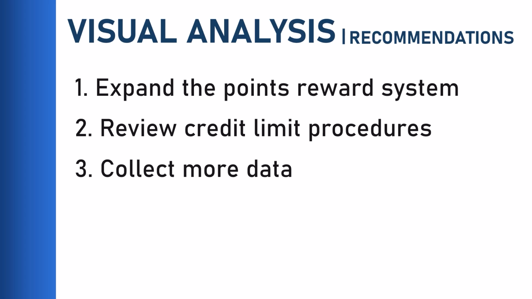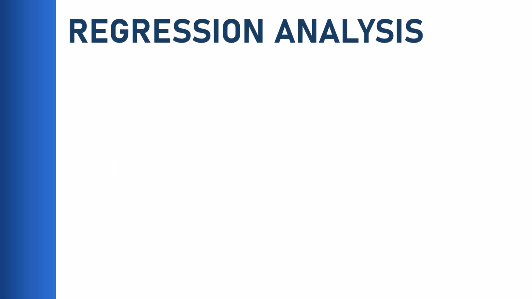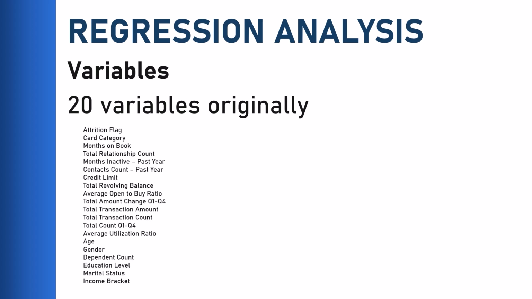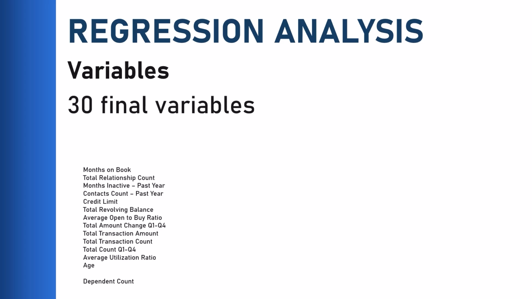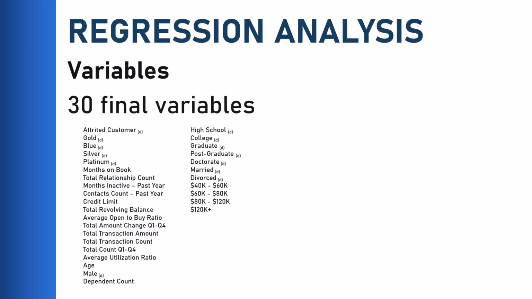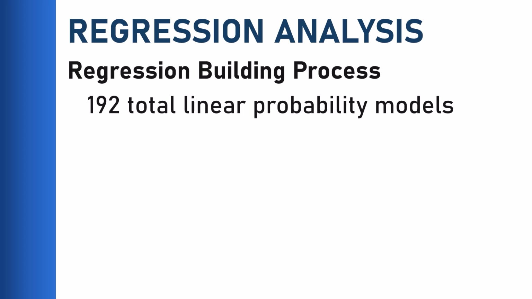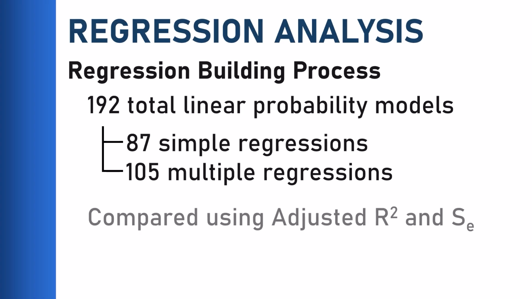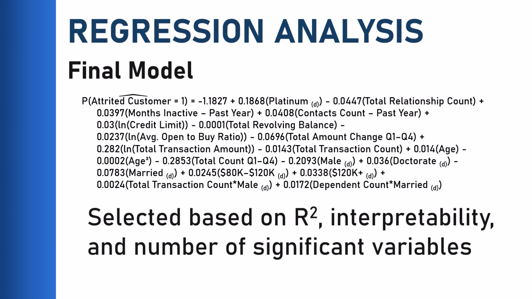Now, let's take a look at the regression analysis. The original dataset had 20 variables, but 6 of them were turned into dummy variables, yielding a total of 30 variables, specifically 1 dependent and 29 independent variables. A total of 192 linear probability models were constructed, aiming to predict the probability of customer attrition, specifically 87 simple and 105 multiple regressions. They were compared with one another using the adjusted R-squared and standard error. The final model, pictured here, was selected based on its R-squared, interpretability, and number of significant variables.